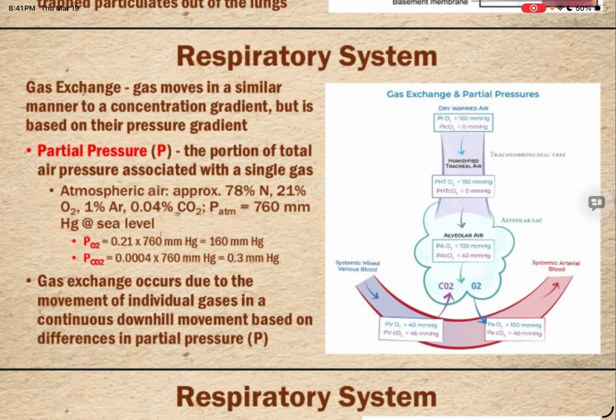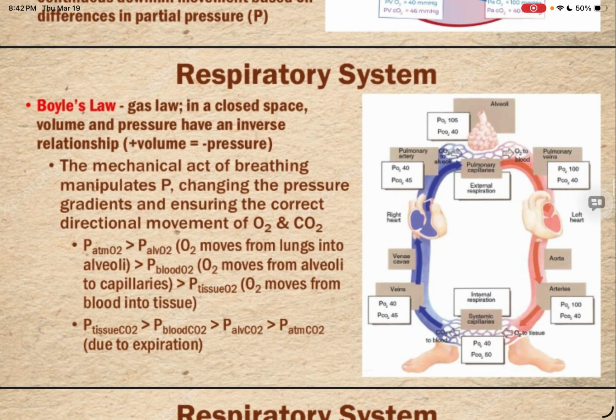Gas exchange occurs due to the movement of individual gases and the continuous downhill movement based on the differences in partial pressure. Now, for my chem folks, you definitely know this one, Boyle's law. It's a gas law, and it states that in a closed space, volume and pressure have an inverse relationship. Increased volume means decreased pressure and vice versa. It's the mechanical act of breathing, which then manipulates the partial pressure, changing the pressure gradients and ensuring the correct directional movement of the oxygen and CO2.